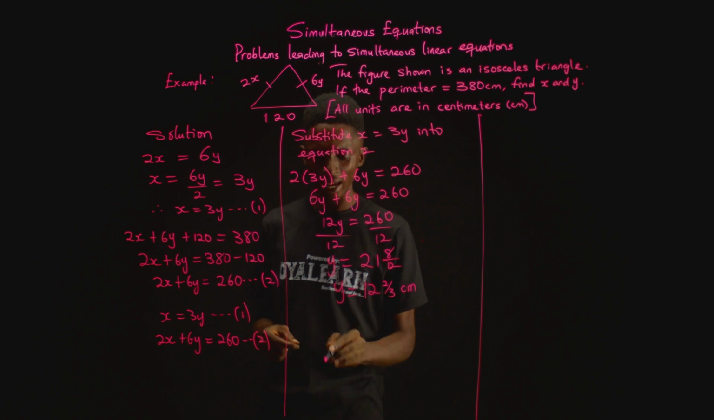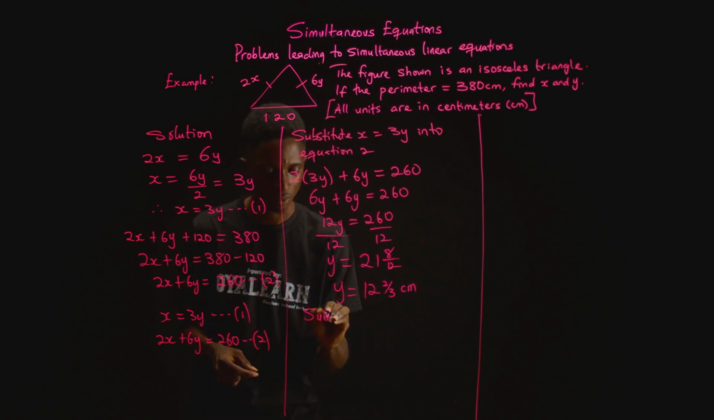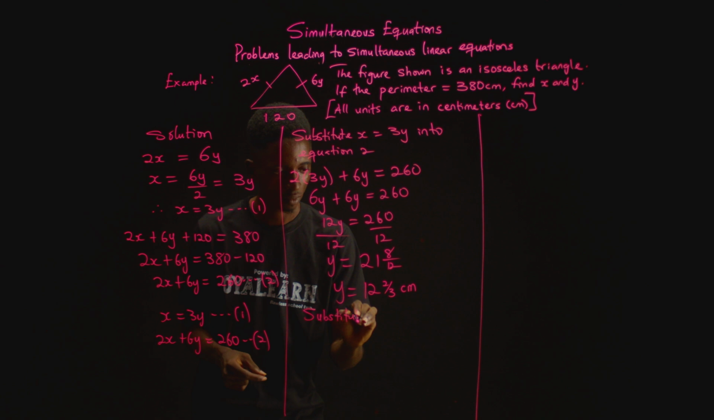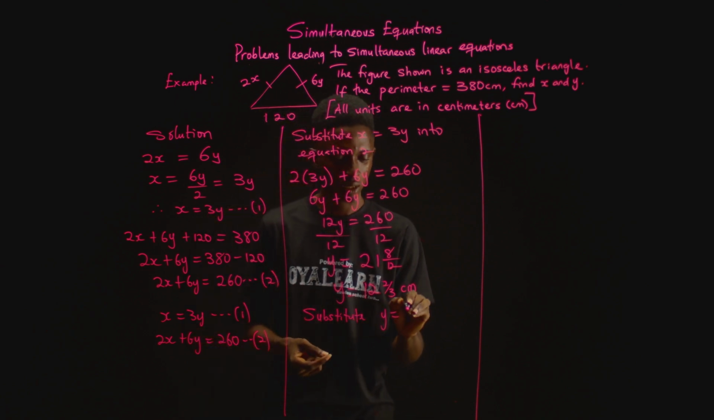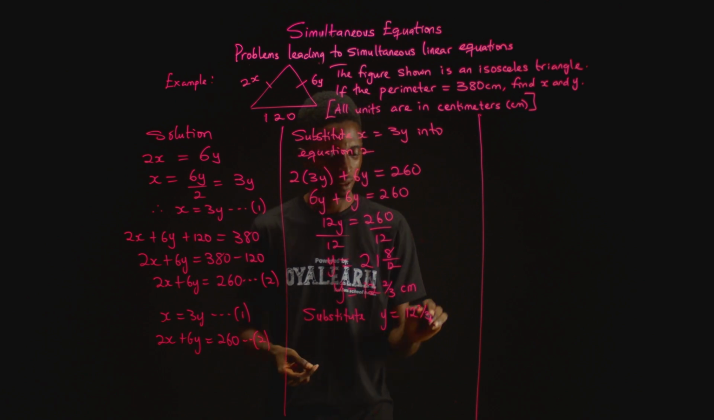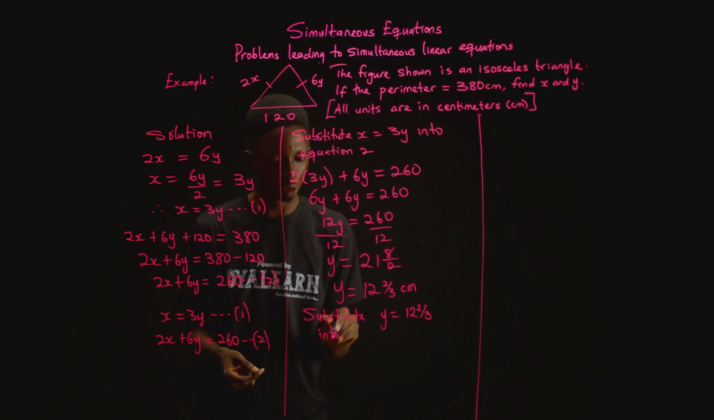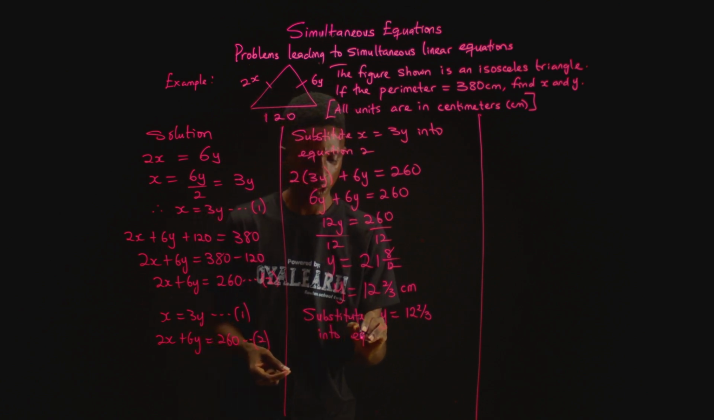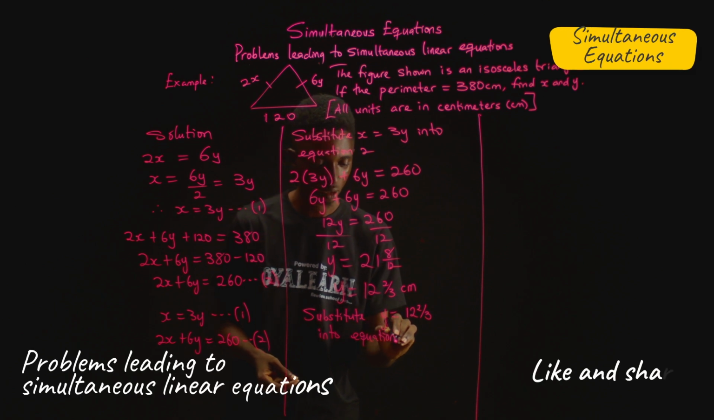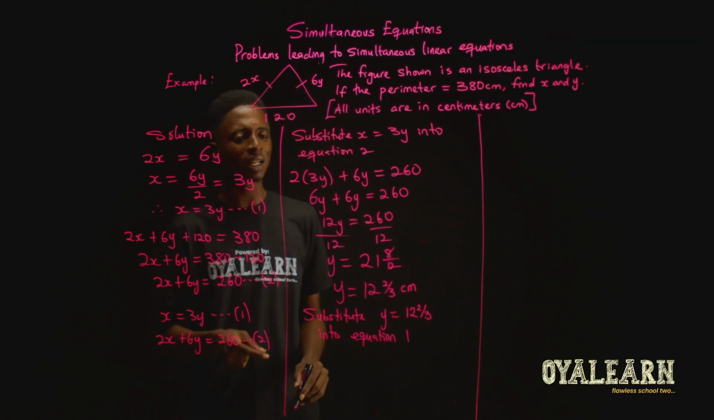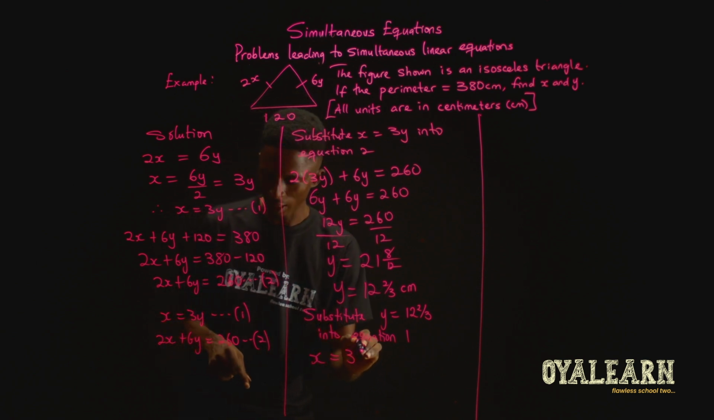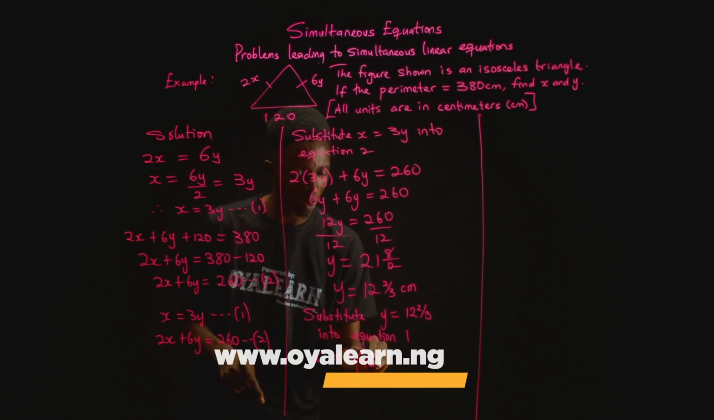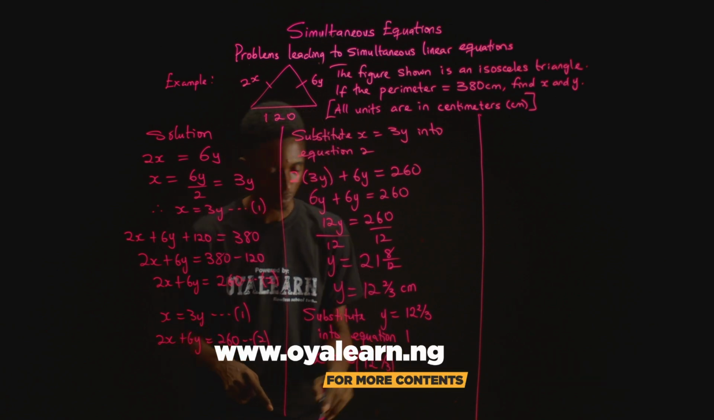So to get the value of x, we substitute y equals 21 whole number 2 over 3 into equation 1. And equation 1 says that x equals 3 times y. And our y is 21 whole number 2 over 3.